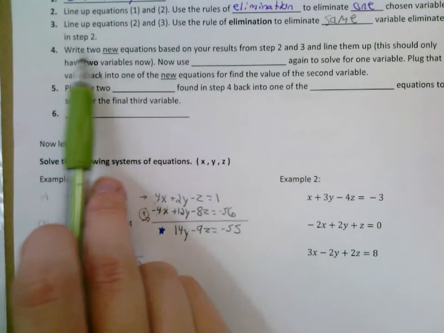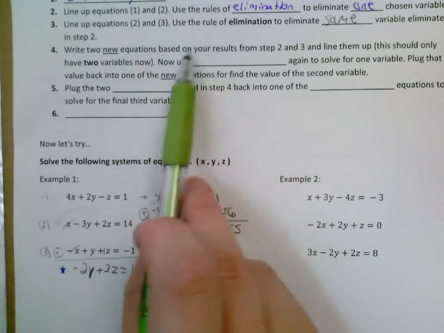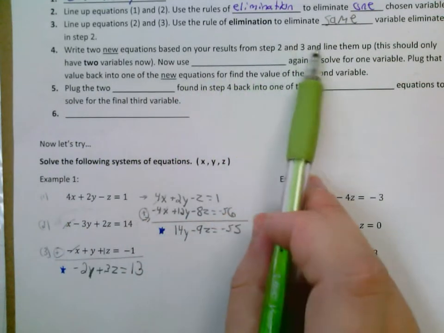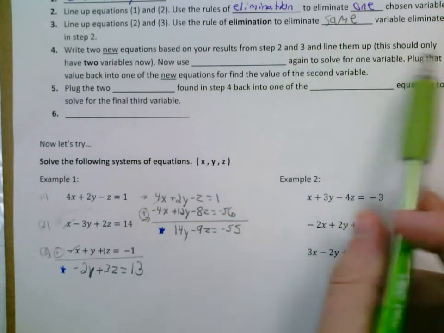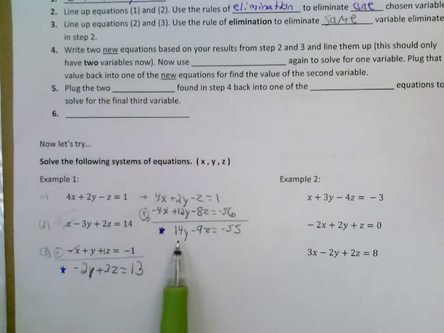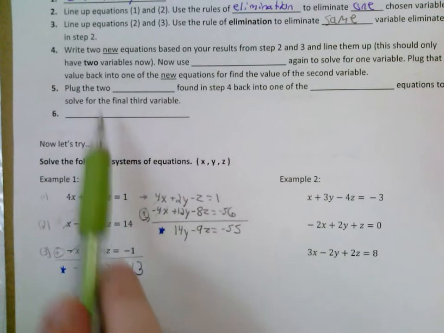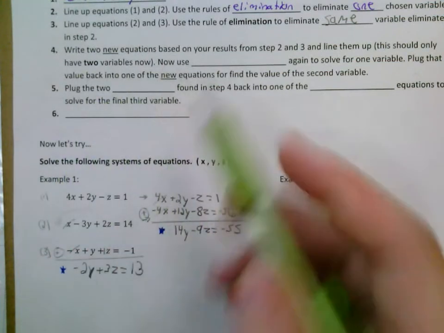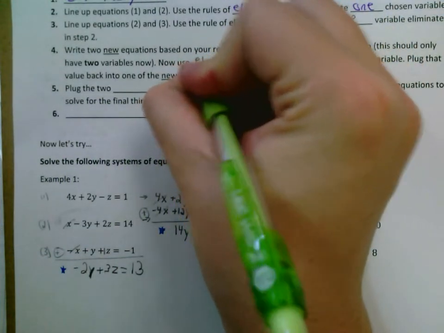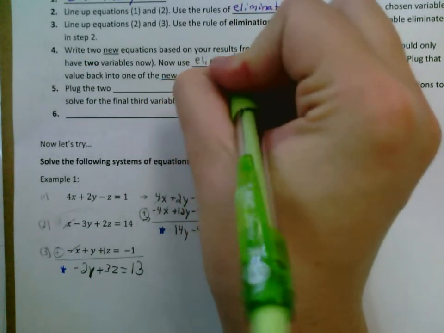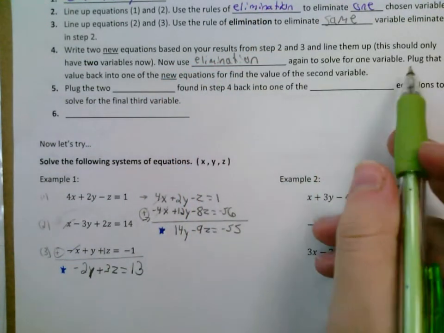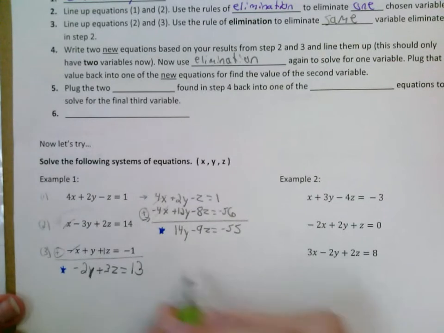So it says write the two new equations based on the results from steps 2 and 3, and line them up. At this point, it should only have two variables. So I look at my new equations. That's a y and a z. A y and a z. I only have two variables. Now, use elimination again to solve for one of the variables. So let's line these two up. I'm going to switch colors here. I'm going to line them up. That's 14y. Let me scoot down a little bit.